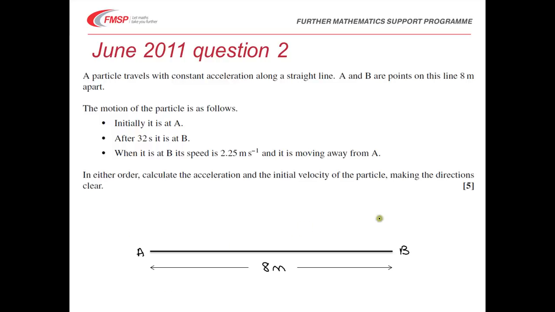It's often useful to draw a diagram, and it's also useful to make clear the direction that you've taken as positive. So in this case I'm going to take the direction A to B as positive. That means I'm assuming that positive accelerations are to the right and negative accelerations are to the left. This is the starting point, and 32 seconds later the particle passes through B and its speed at B is 2.25.